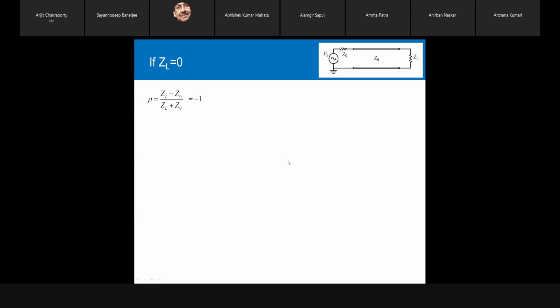So ZL equal to 0. We are interested to find what happens when ZL equal to 0, that is, it is shorted. Your reflection coefficient is 1, plus or minus, it is just the mathematical representation, but magnitude is 1, and the standing wave ratio is infinity. So it is a very bad situation in the transmission line.